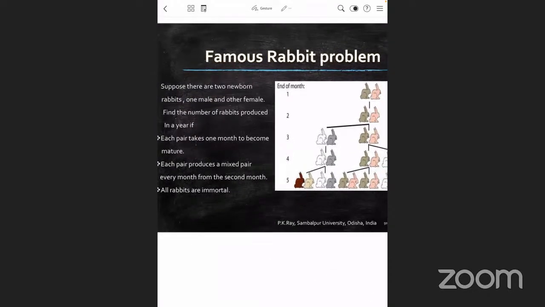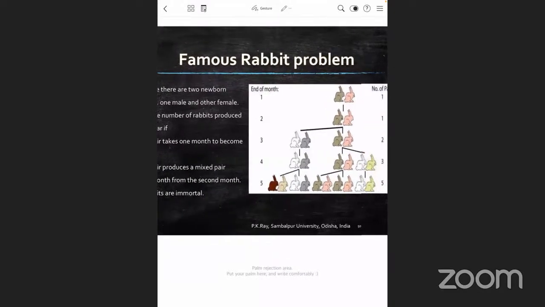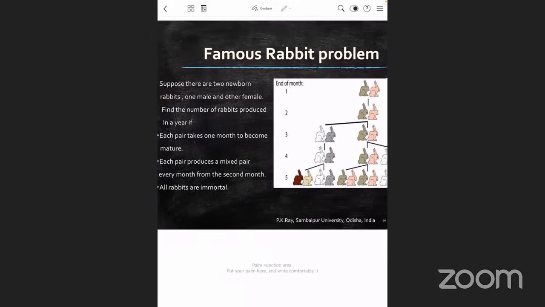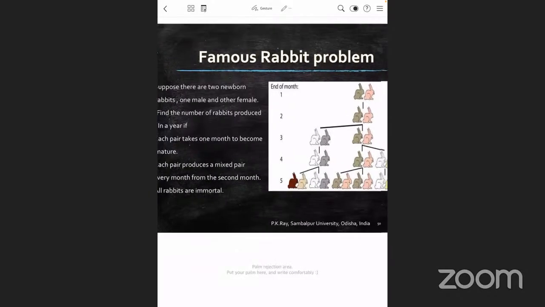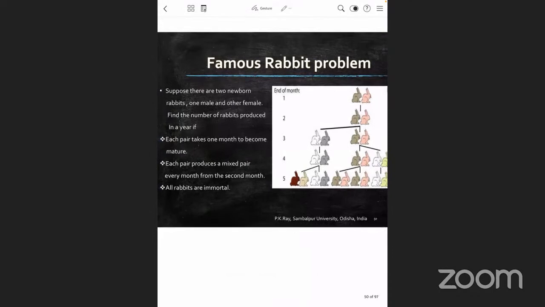Suppose there are 2 newborn rabbits, one male and the other female. The question is, find the number of rabbits produced in a year if these are the conditions. In order to get the Fibonacci number, these are the conditions. What are the conditions? Each pair of rabbits takes 1 month to become mature.